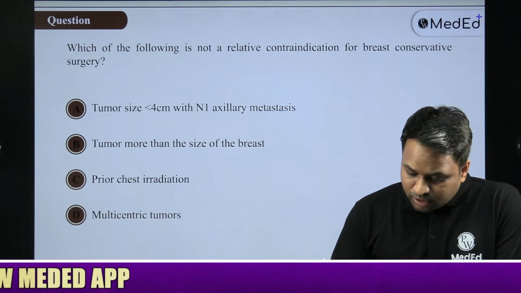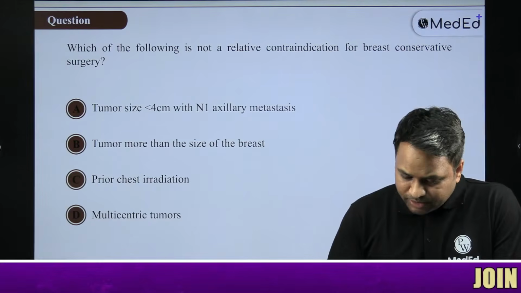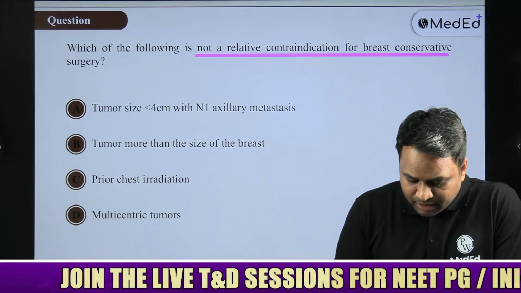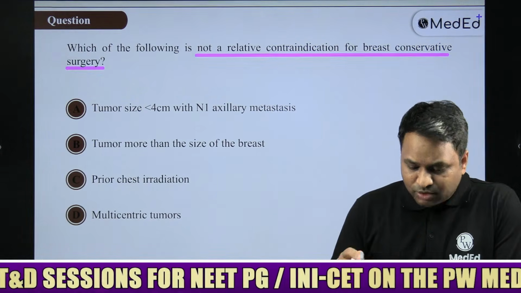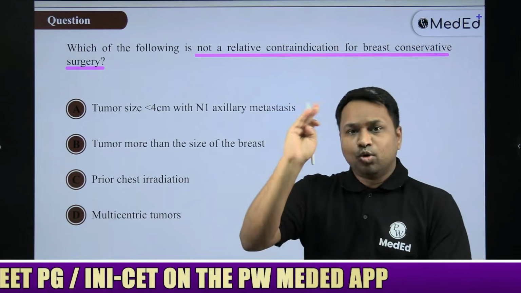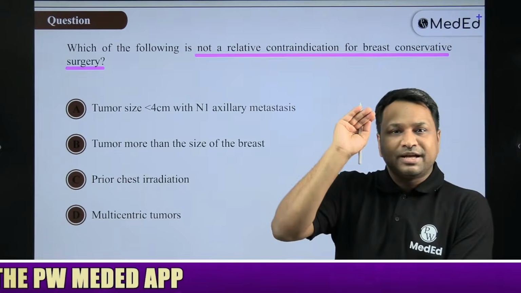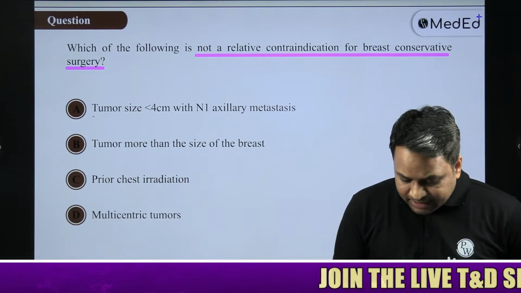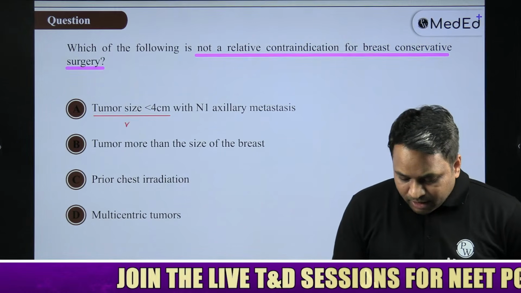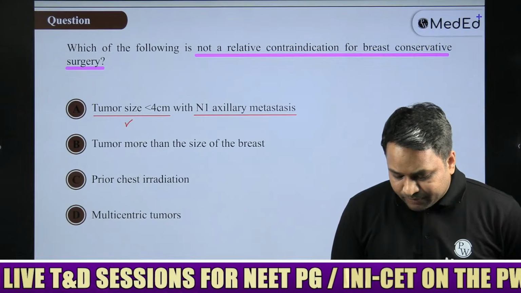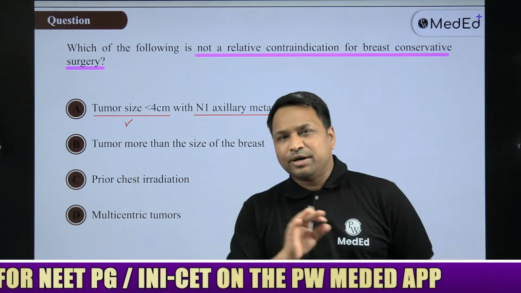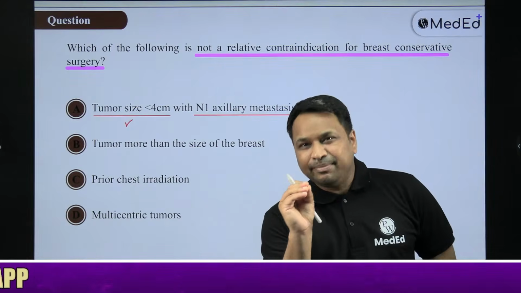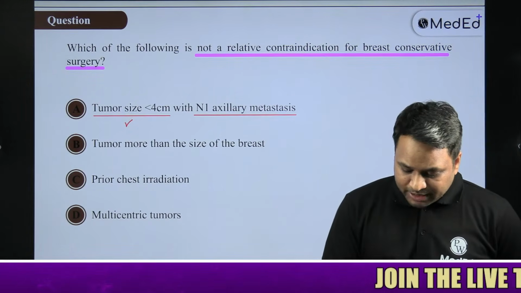Which of the following is not, this is a repeat question, but with a different twist, a relative contraindication for breast conservative surgery, right? The contraindications for breast conservative surgery: size more than 4 centimeters, more than one quadrant, more than one lesion, lymphovascular spread, or a contraindication for radiotherapy. Now, tumor size less than 4 centimeters, I can perform, and N1 metastasis. N1 is a single lymph node in the axilla, which is mobile, and it can be addressed with sentinel lymph node biopsy, so I can still put a question mark here.